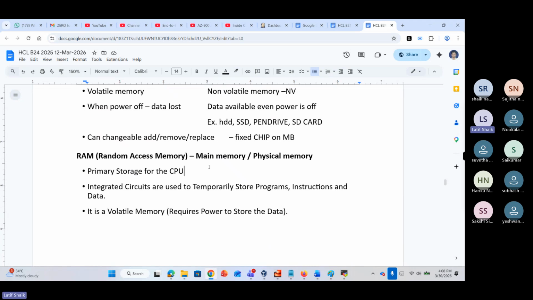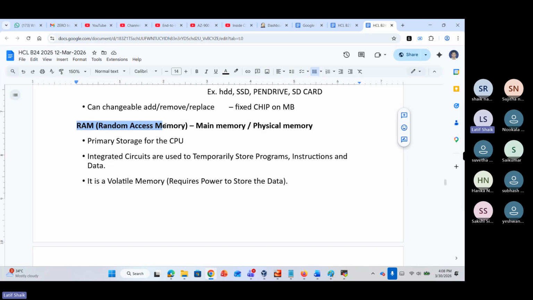Next, again, RAM. Random access memory is also called primary memory, also called physical memory. RAM, memory, main memory, physical memory. Strictly, primary memory means RAM and ROM. So you can say physical memory, main memory, total memory. RAM and memory are all the same words.